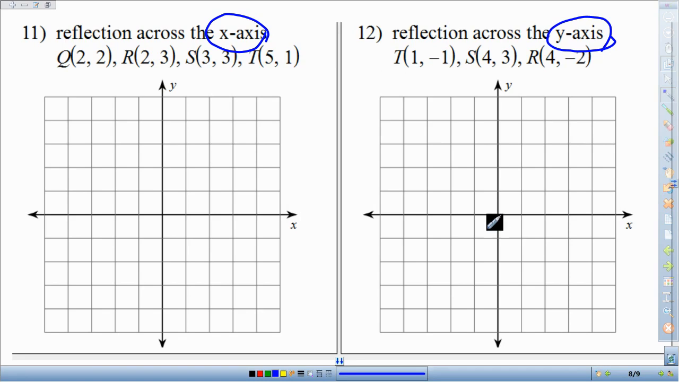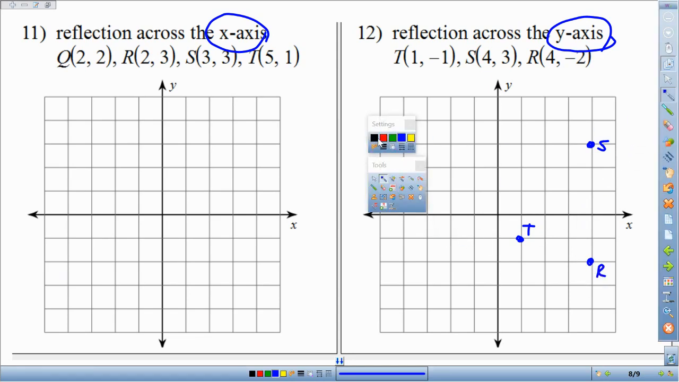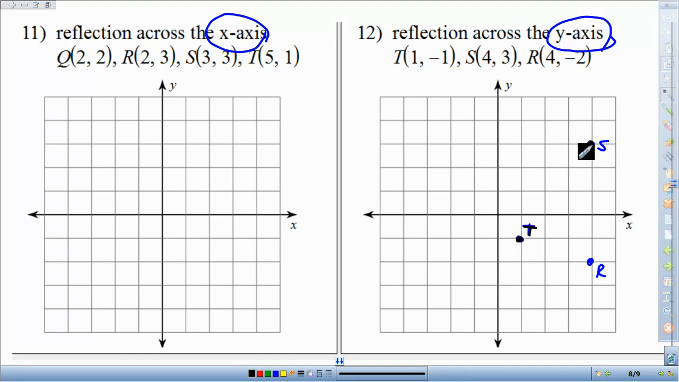So plotting the original points, 1, -1. There's T. S is at 4, +3. And R 4, -2. Okay, so, first of all, by the way, I should probably make these points black. Keep these colors the same. Okay, so there is my original, or if you guys remember, technically it's called the pre-image. I use the word original. Okay, now let's find our image.